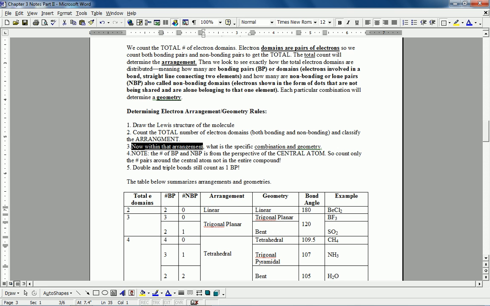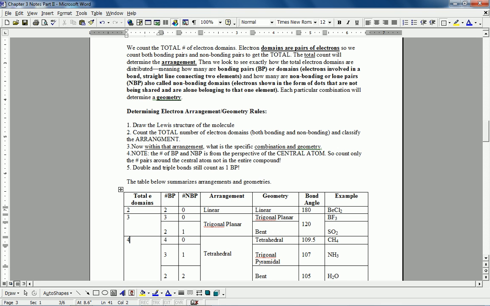Then within that arrangement, so let's say within tetrahedral, we have a combination of 4 bonding, 0 non-bonding to add up to 4. Still a total of only 4 domains. Another combination to make 4 domains would be 3 bonding and 1 non-bonding. That still makes 4 total domains. Or you could have 2 of them bonding and 2 of them non-bonding. That would still be a total of 4 domains.